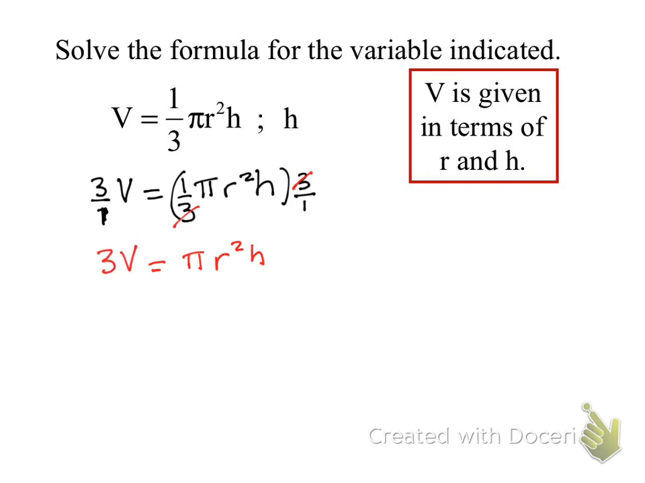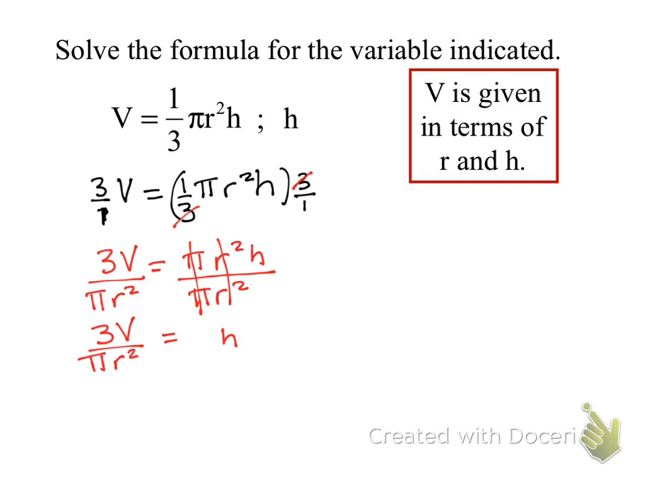Now, what operation is happening with pi r squared h? So what is the opposite of multiplication? Division. By, what do we want to get rid of? Pi r squared h. We can do a twofer. Pi r squared, divide by pi and r squared. Cancel, cancel. H equals 3 times the volume over pi times the radius squared.